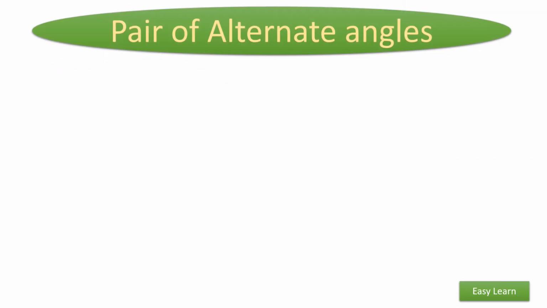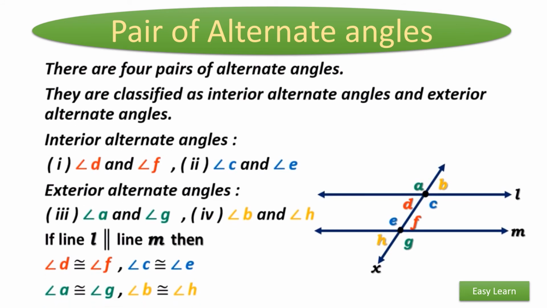There are 4 pairs of alternate angles, interior alternate angles and exterior alternate angles. Interior alternate angles are D and F, and second is angle C and angle E. Exterior alternate angles are angle A and angle G, and angle B and angle H. And if line L is parallel to line M, then angle D is congruent to angle F, angle C is congruent to angle E, angle A is congruent to angle G, and angle B is congruent to angle H.